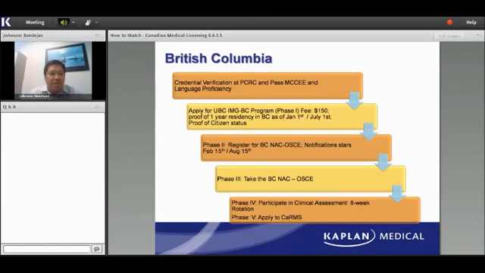Now, usually the top 30 of the BC NAC OSCE will get a clinical assessment at St. Paul's here in Vancouver for an 8-week rotation, and the evaluation will go directly to CARMS.